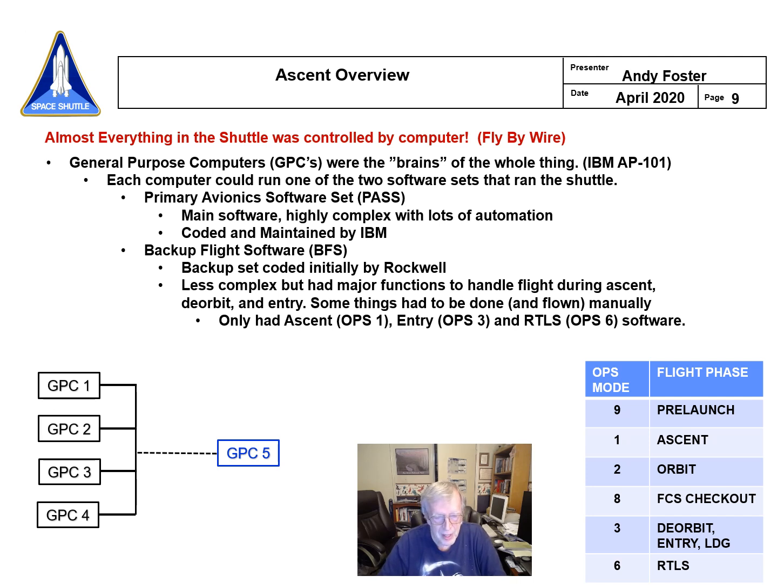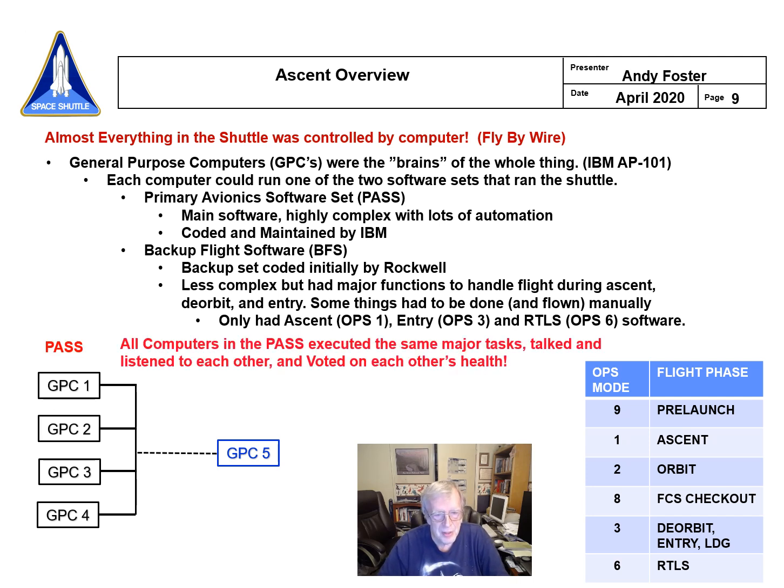And when we put the PASS in, what we did was we put the PASS into 4 of the GPCs, and then we loaded the BFS in the 5th. All the computers in the PASS executed the same tasks, talked and listened to each other, and actually voted on each other's health. In other words, they are all synchronized together and doing the same thing. The BFS, while they're doing all this, is simply listening, taking information from the PASS when it needs it, and not doing anything unless the crew commanded it to take over.